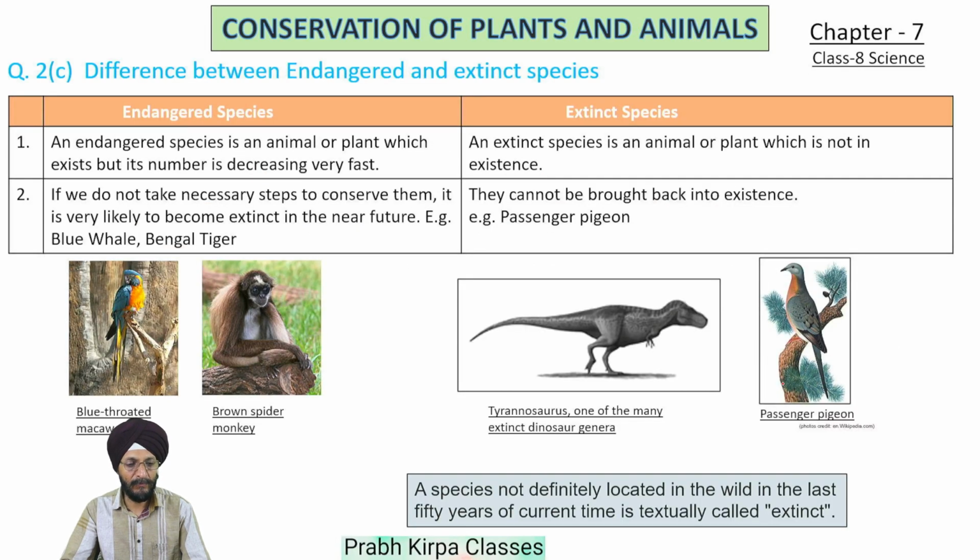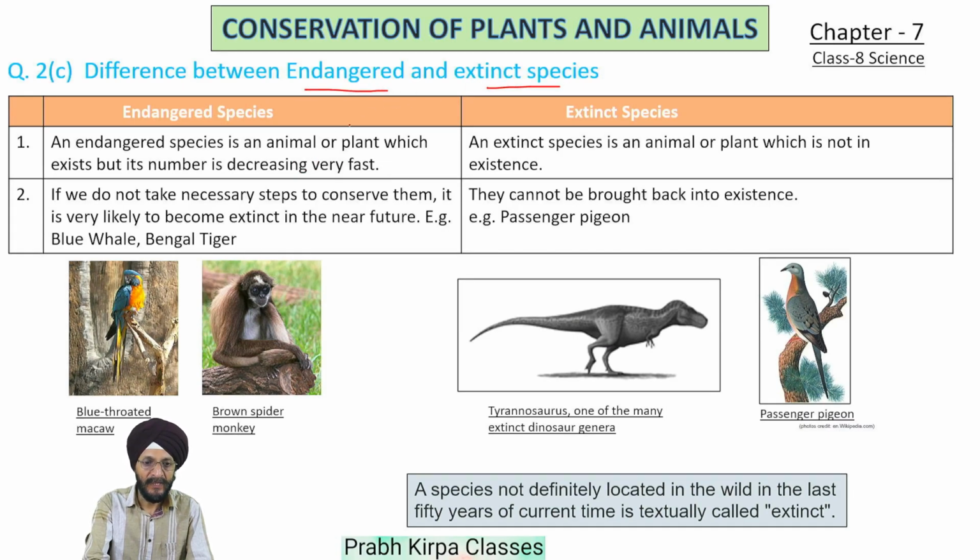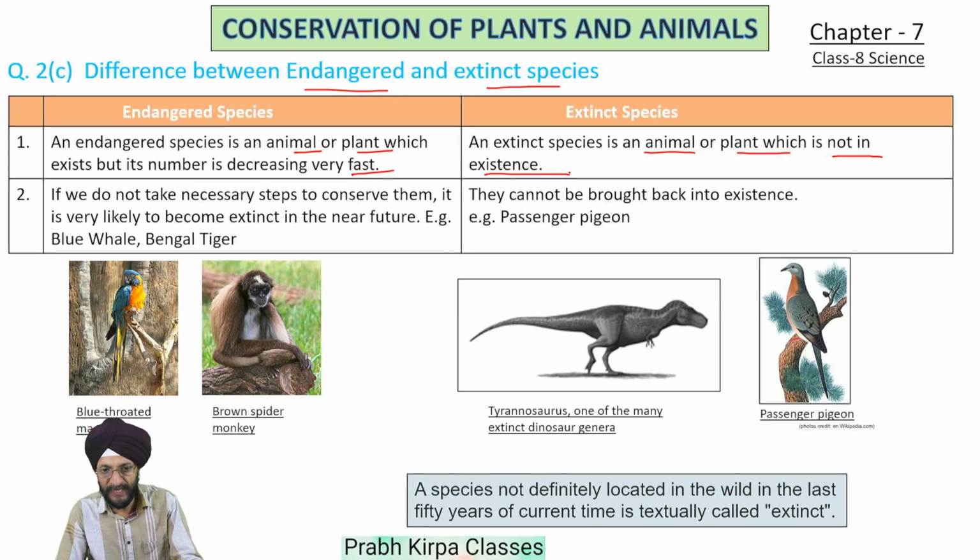Now we will perform question 2C. Difference between endangered and extinct animals. An endangered species is an animal or plant which exists but its number is decreasing very fast. On the other hand, an extinct species is an animal or plant which is not in existence at present.